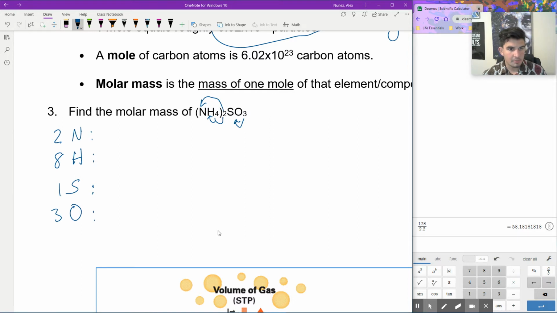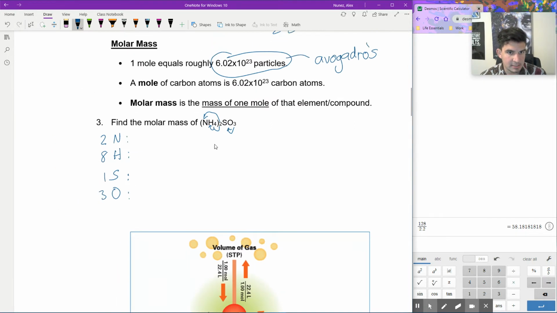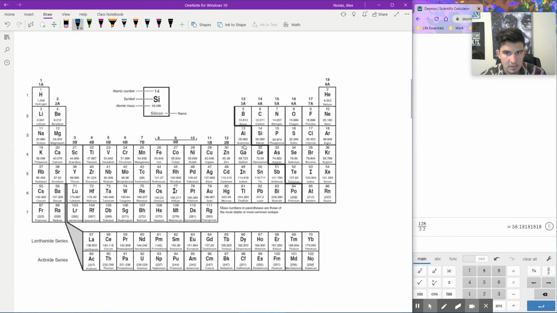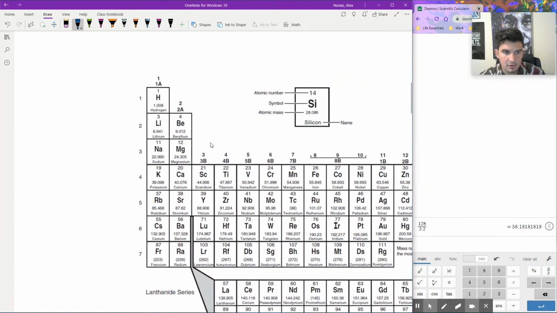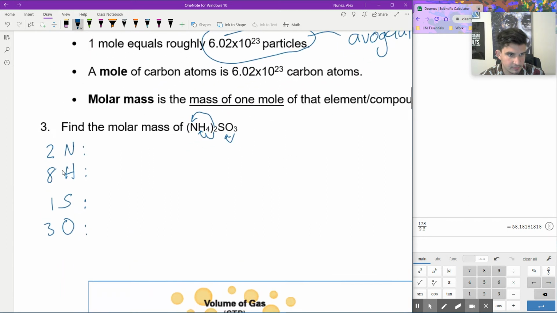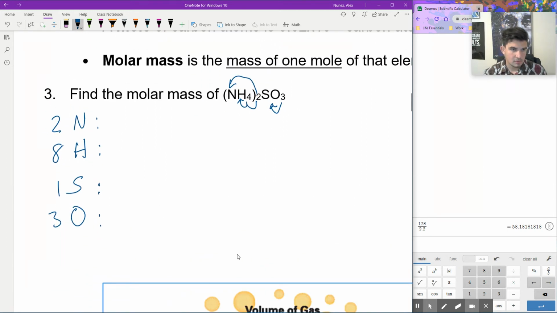Now I need to go look up their molar mass in the periodic table. So nitrogen has a molar mass of 14.007. So this tells us the mass in grams of 1 mole of that element. So 1 mole of nitrogen has a mass of 14.007 grams.